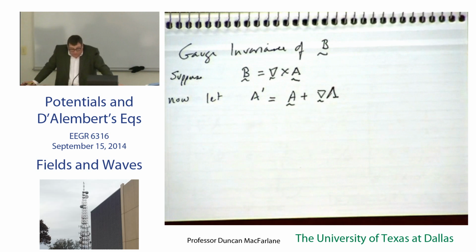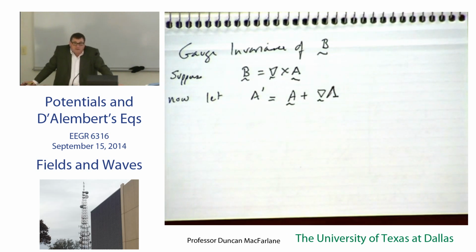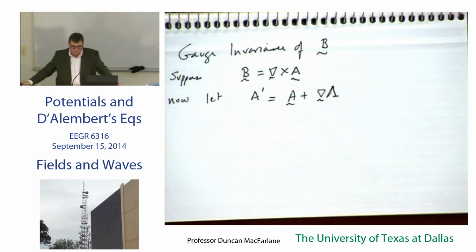Now suppose I have a new A, a new vector potential, and it's equal to the old A plus some offset. And I'm writing that offset not as a constant, but even more generally than a constant, I'm writing it as a gradient of a scalar field lambda. So I'm even more general than just that constant of integration, because this is a whole new gradient, a whole new field.